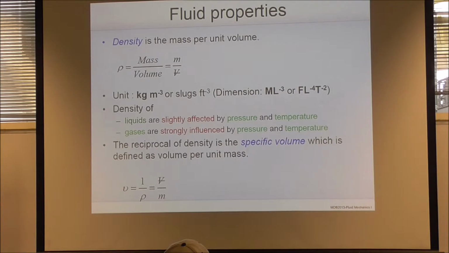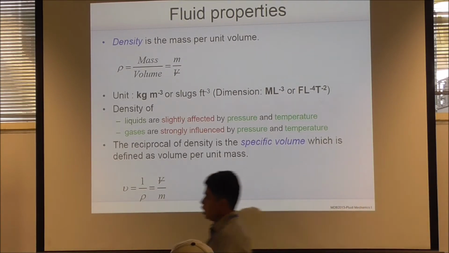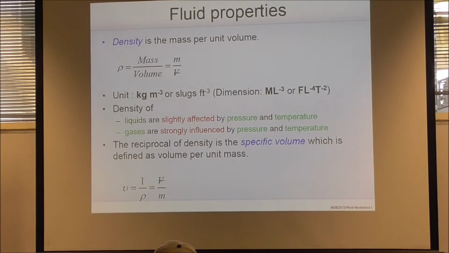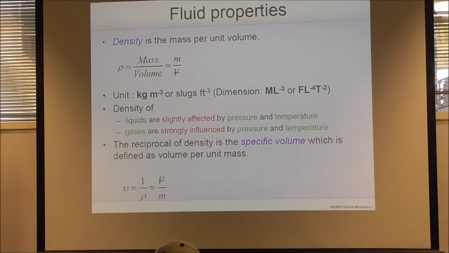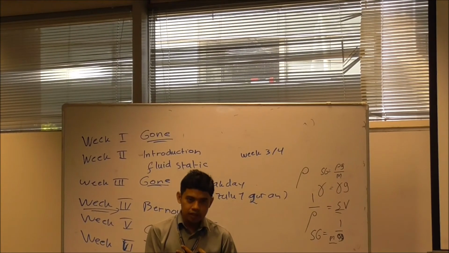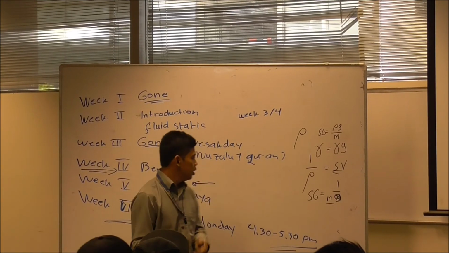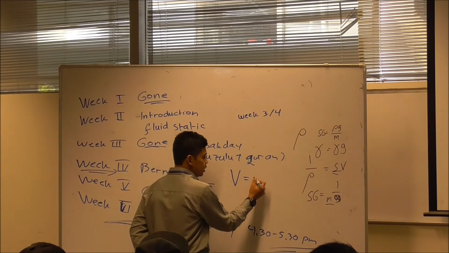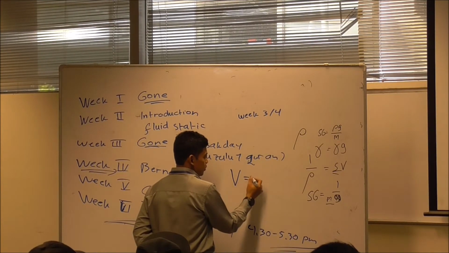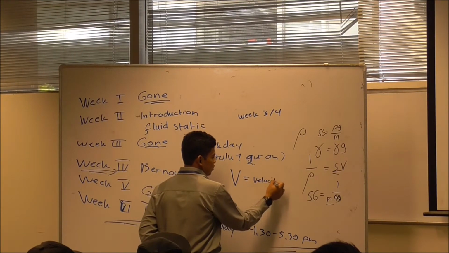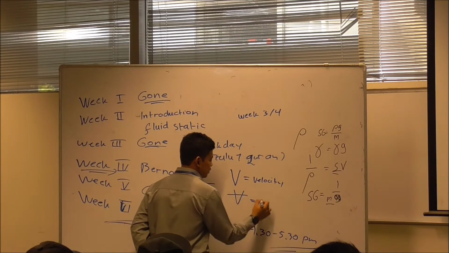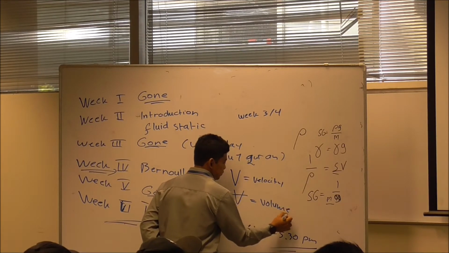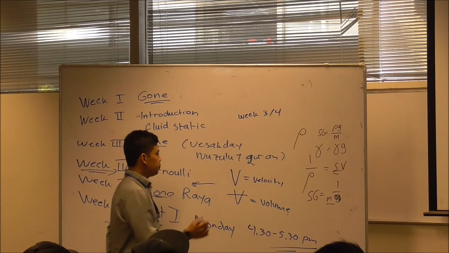Density is mass over volume. Why did I put V with a scratch? Okay, this is the common rule that I use. This is my rule. It's not necessarily correct for other fluid mechanics. Usually when I put V, it is velocity. So this one is velocity, so I put V with a scratch as volume.